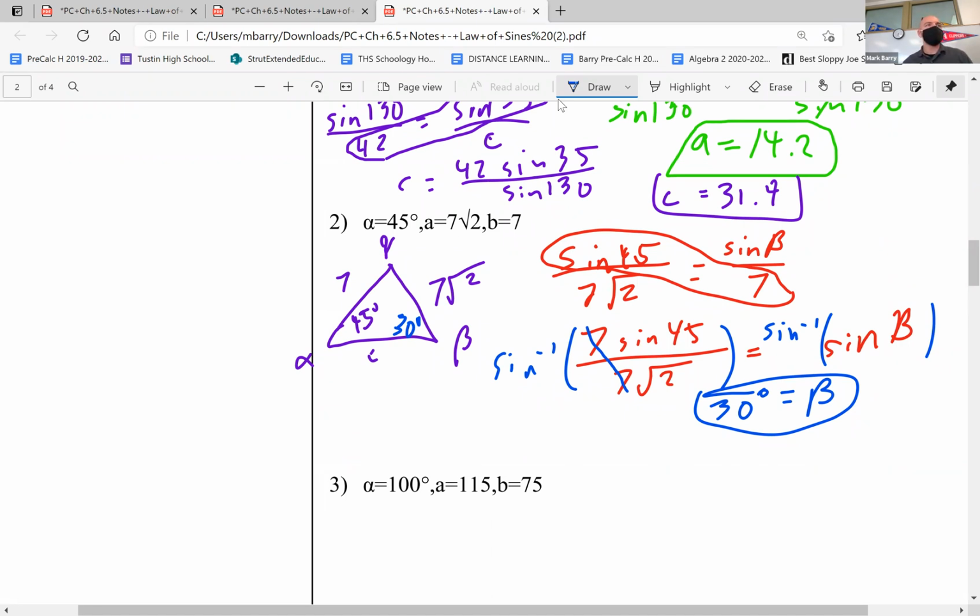Okay, so we got our second angle using law of sines, using a sine inverse. Whenever I have two angles, I would always do 180 minus to find the third angle here. So we're going to do 180 minus 45 minus 30. That'll be 105. And then lastly, we need to find side C. We're going to use law of sines for that again.